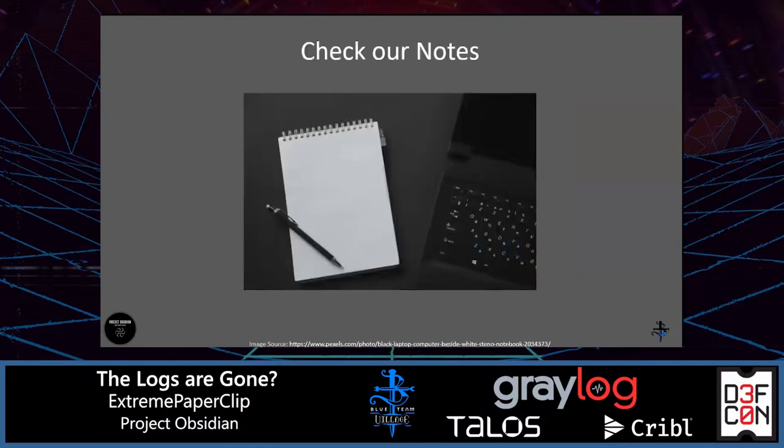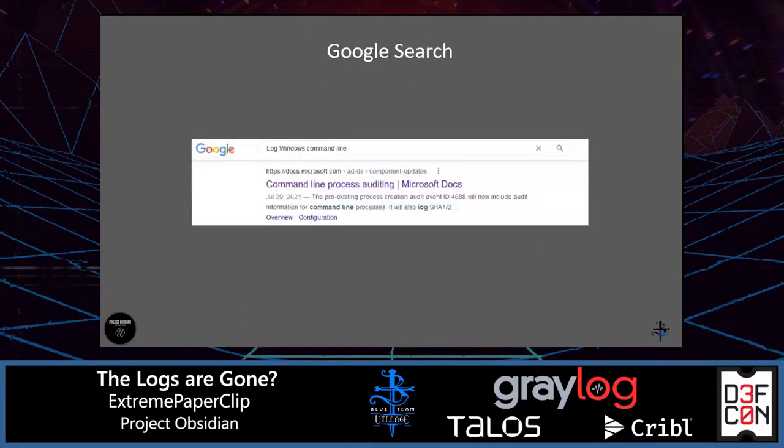Okay, looking at our notes, we can see in our specific hypothesis that one of the methods attackers use to cover their tracks is by using the wevtutil cl command. We should search for this command in our Splunk data. But how do we do that? How would we find a specific Windows command that was executed on a host? Well, let's just Google log Windows command line and see what it gives us. And one of the first results is a Microsoft article, command line process auditing. So let's take a look.